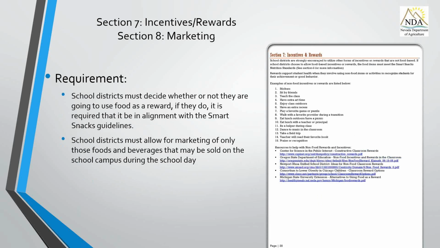Okay, I've combined section 7 and 8, and that's incentives and rewards and marketing. So the requirement is that school districts must decide whether or not they're going to use food as a reward and put that in their revised policy. If they do decide to allow food as a reward, it's required to be in alignment with Smart Snacks guidelines. So that food's going to have to meet those nutritional requirements.